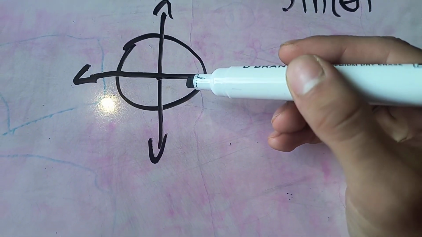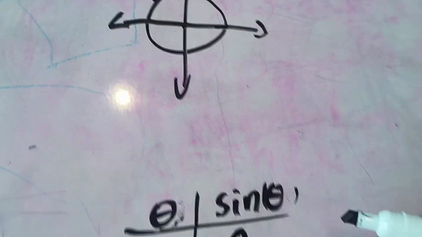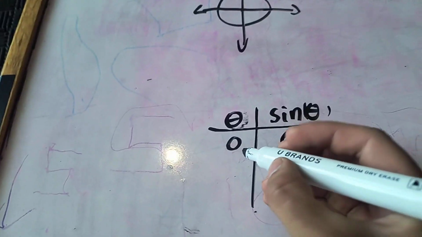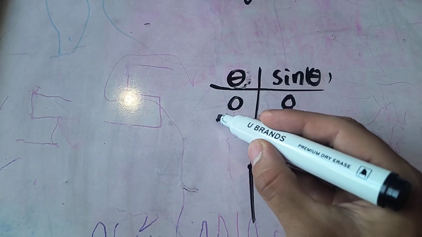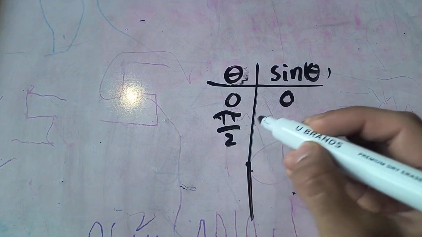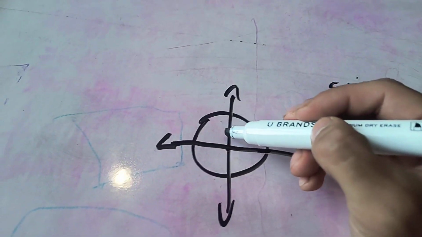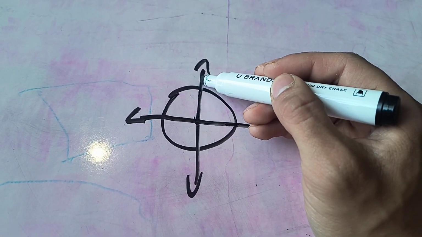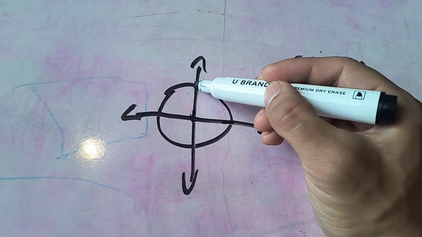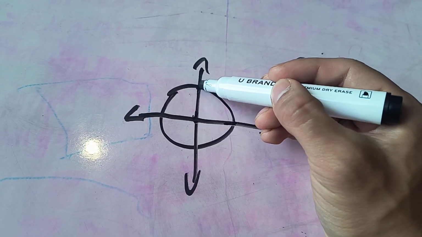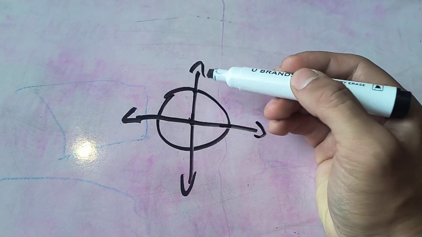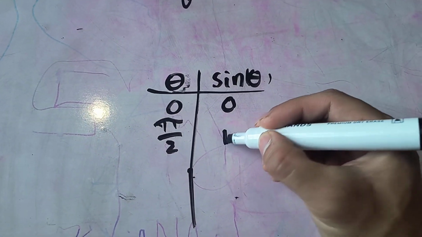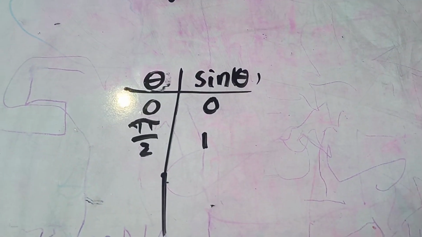Now, what about 90 degrees, at pi over 2? At pi over 2, which is about right here, the sine of theta will be this point on the circle, which is 1, because it's a unit circle. So sine of pi over 2 is 1.